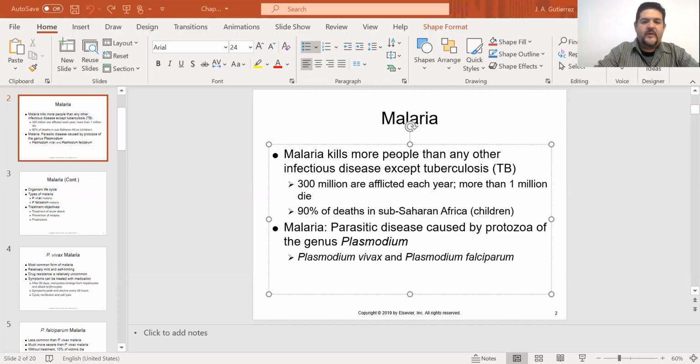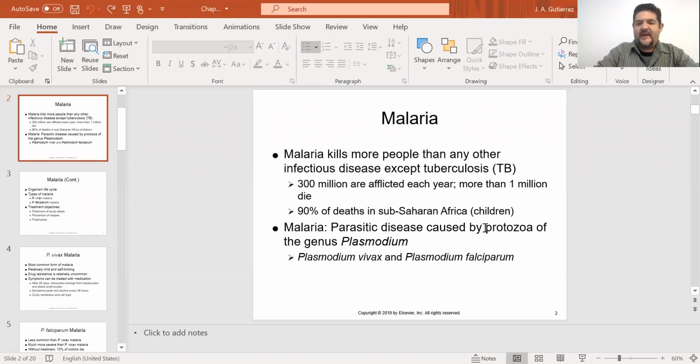Okay, hello everyone. Now we're gonna continue with medications against parasites, anti-parasitic medications. And the first group that we're gonna be talking about are medications against malaria. So here we have the presentation.